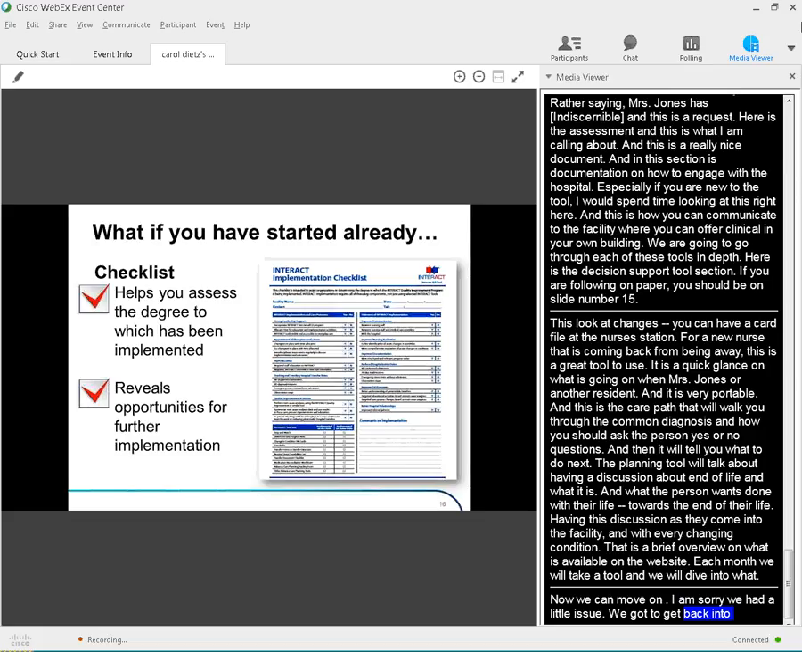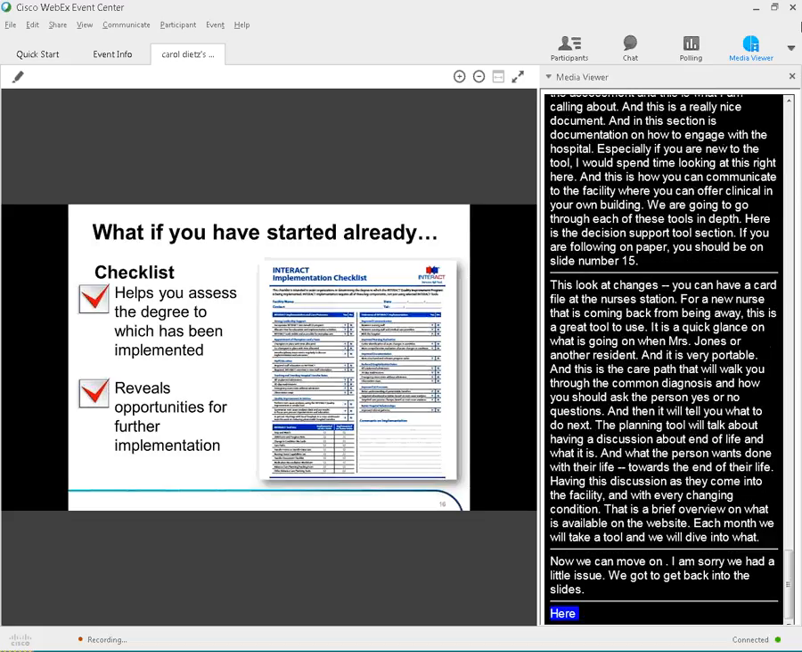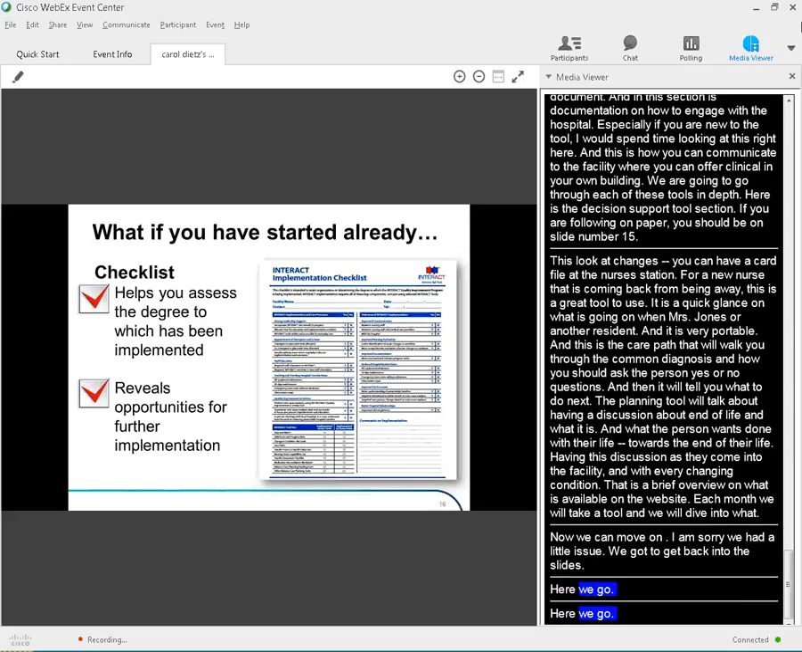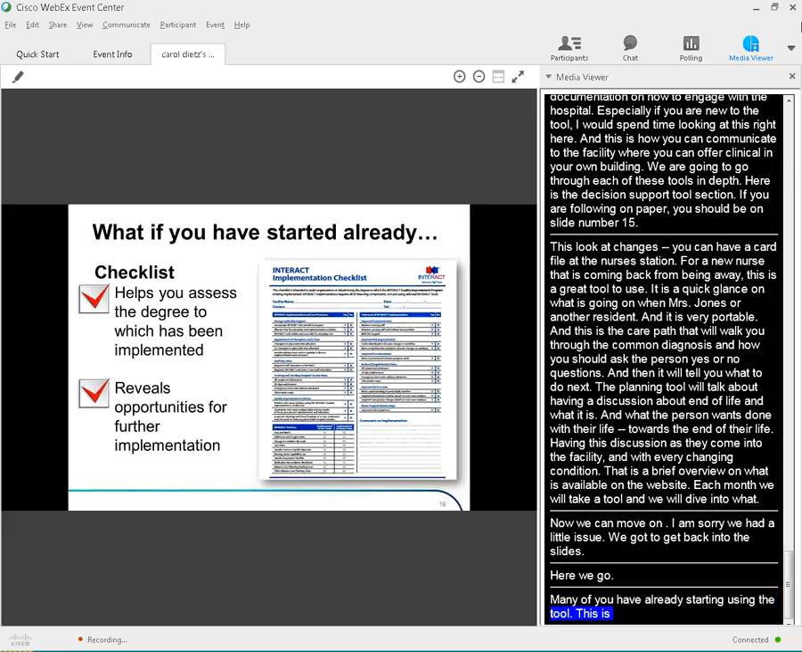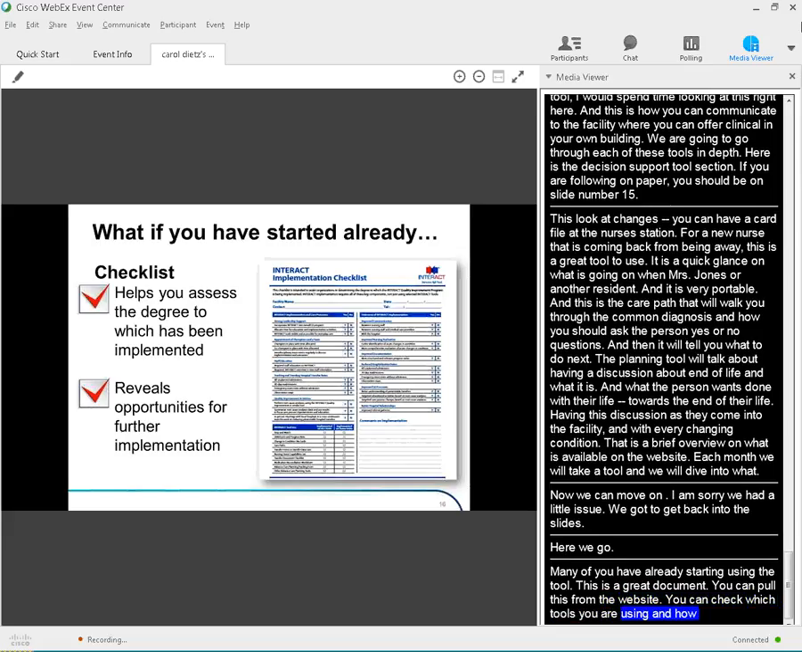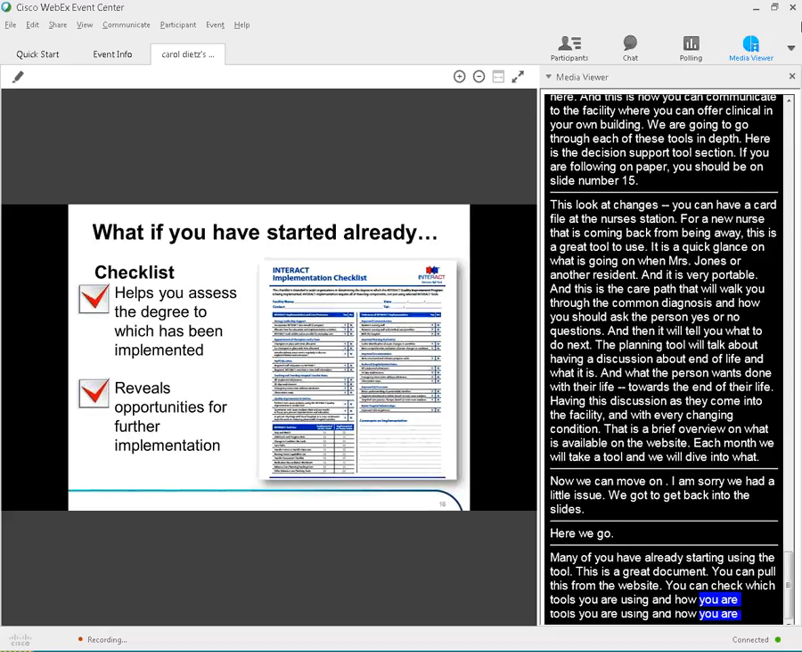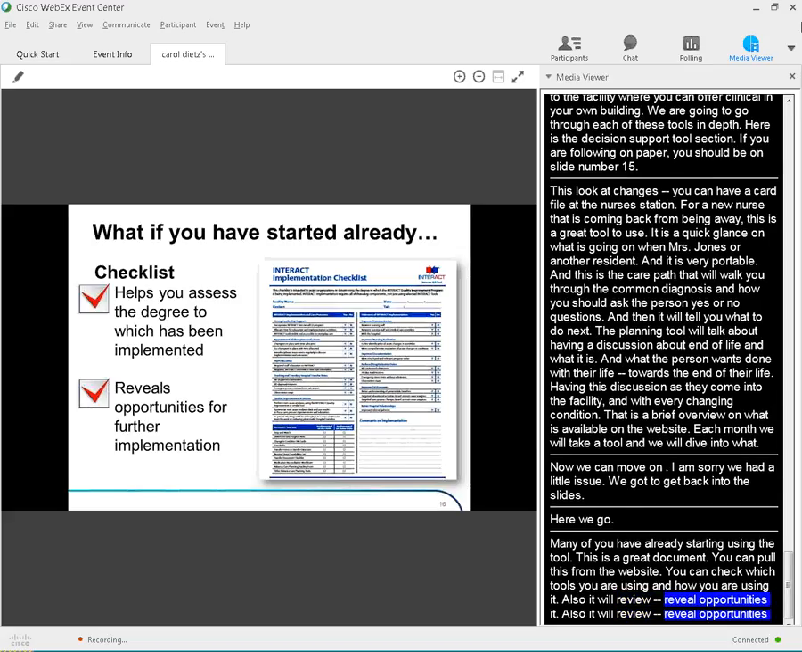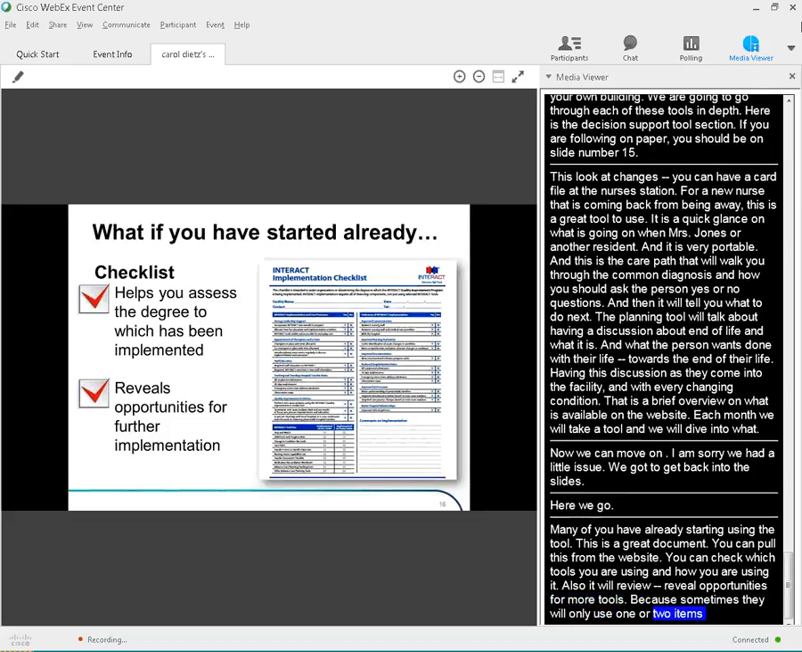Okay. So, as per the polling question, many of you have already started to use the Interact tool. And if you have, this is a great document, and you can pull this down from the website. It actually has you going and checking which tools you're using and how you're using them. And it'll actually reveal some opportunities for you to implement further tools. Because a lot of times people use one or two of the items from the program and they say, yeah, we're using Interact. Well, Interact is a full program. It's not just about the tools.